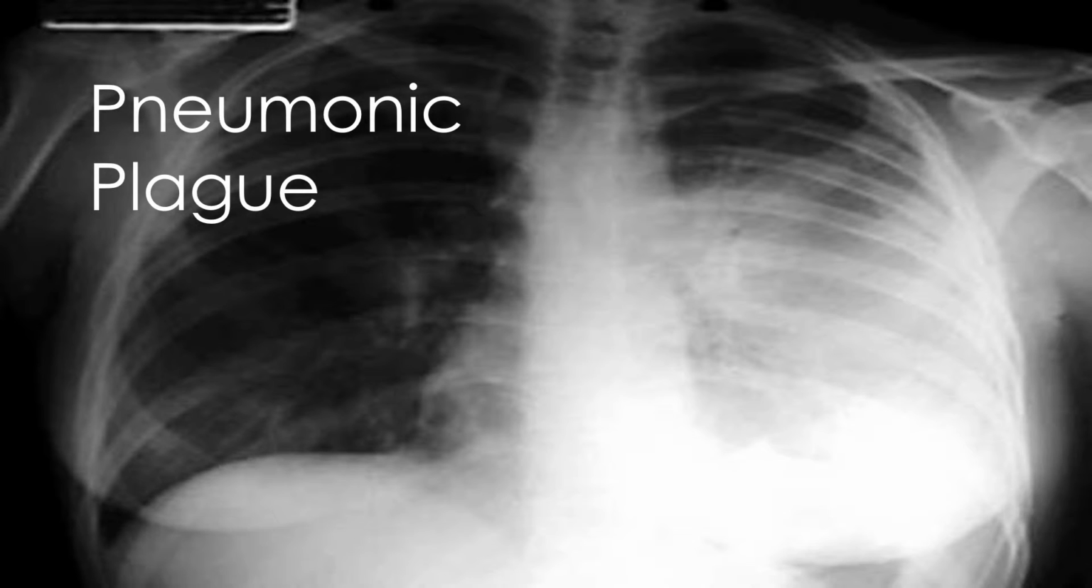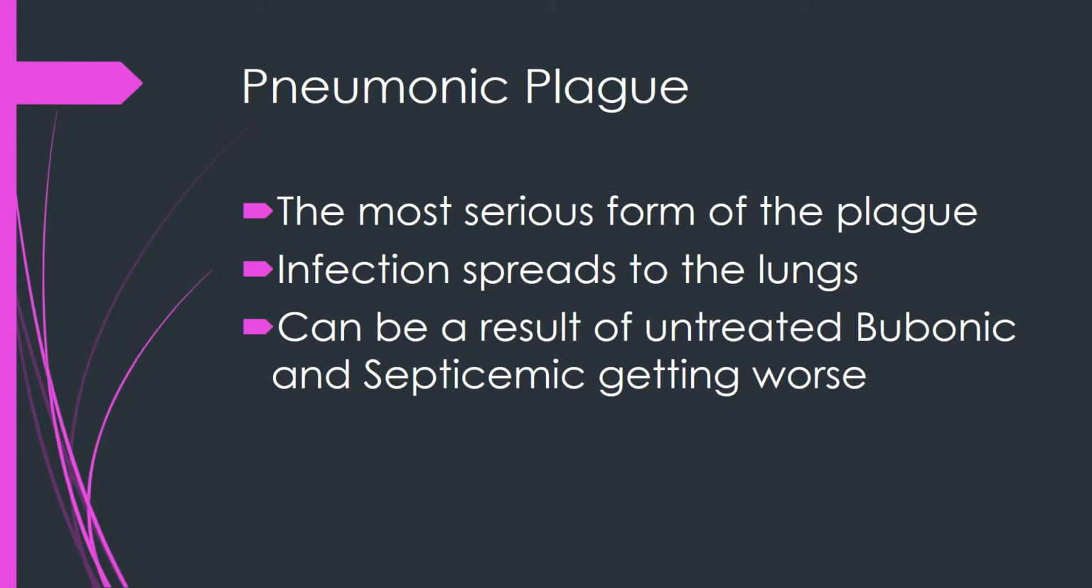The pneumonic plague, the third and final one, is definitely the scariest. It's the most serious form. It's when the infection spreads to the lungs, and it can result from untreated bubonic and septicemic. But it can also happen just from a flea bite or a rodent bite.